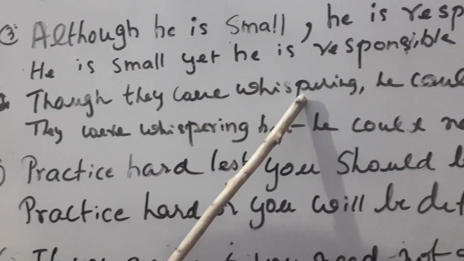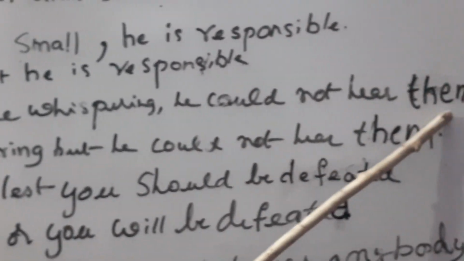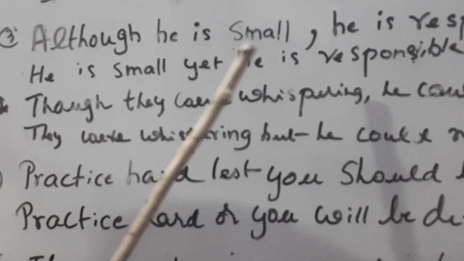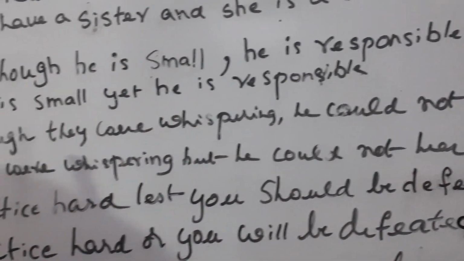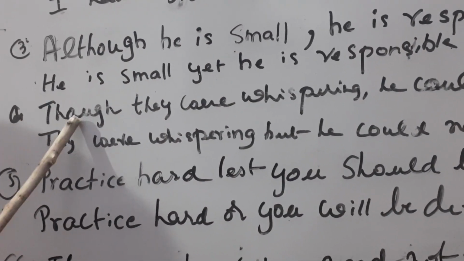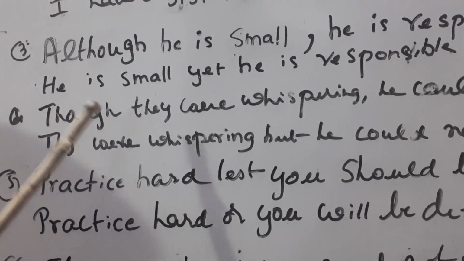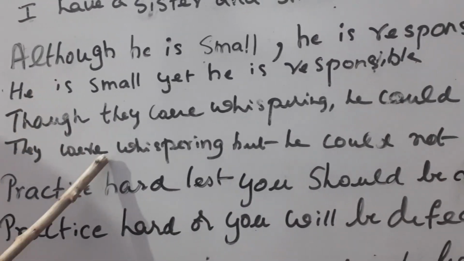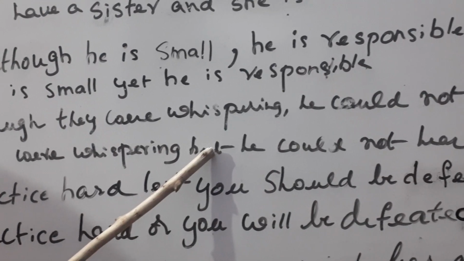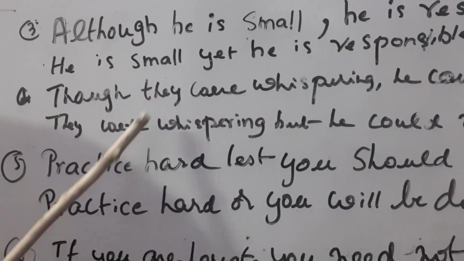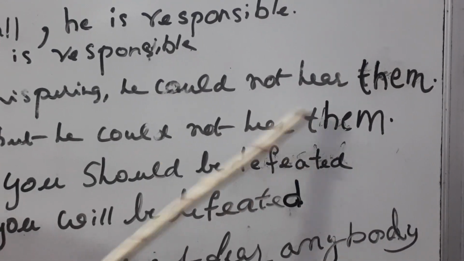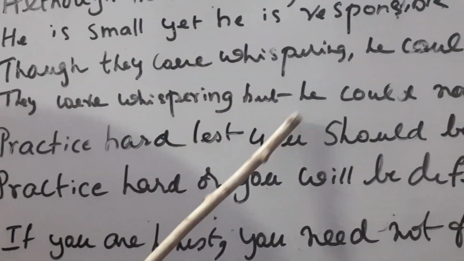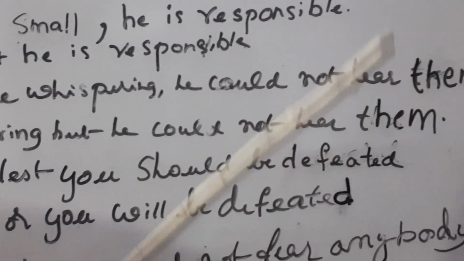Though they were whispering, he could not hear them. Whenever the complex sentence uses "though," then the compound sentence will generally use "but." And the answer is: they were whispering, but he could not hear them.